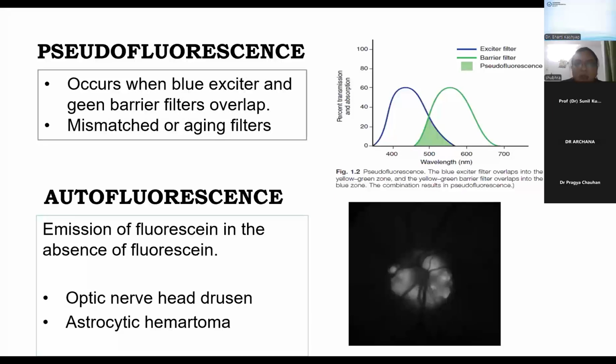So what is pseudofluorescence? This occurs when the blue exciter and the green filters overlap. This occurs mostly due to an aging filter. So we need to replace the filter in the machine. However, autofluorescence is when certain structures emit fluorescence in the absence of the dye. So they are autofluorescent. That is their inherent character, like optic nerve head drusen or astrocytic hamartoma. So these structures, even without the injection of the dye, will appear hyperfluorescent. That means they will appear white.